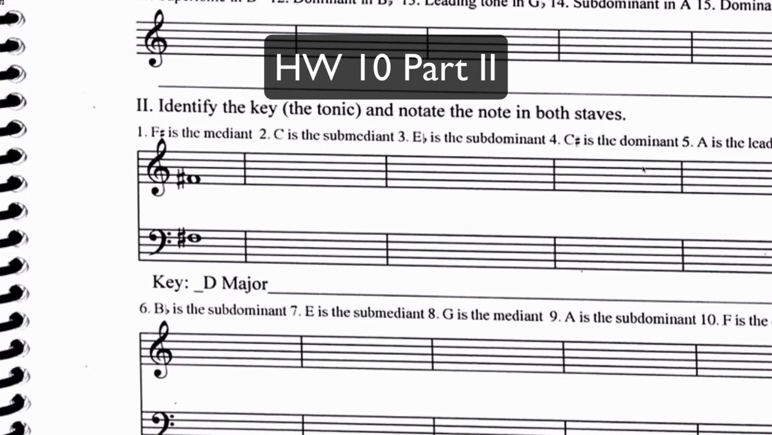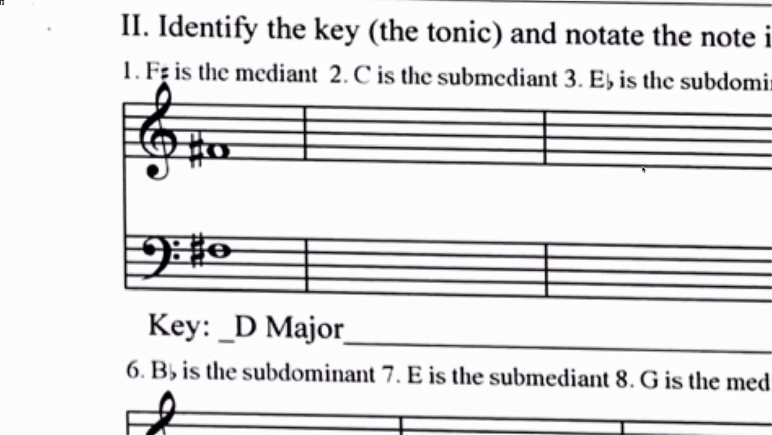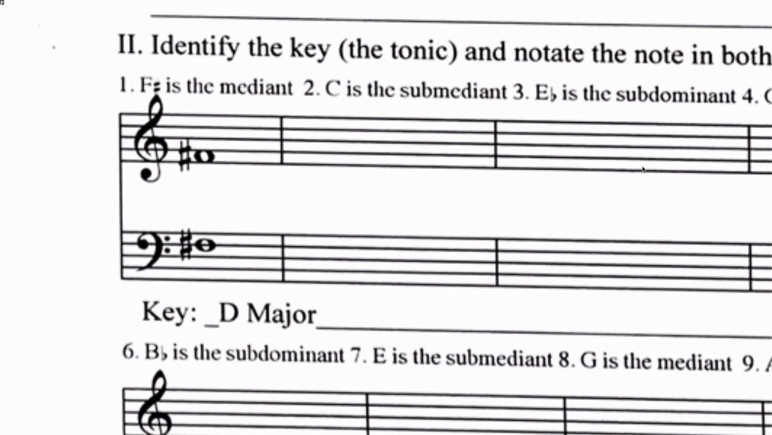Now let's do part 2. It says identify the key, the tonic, and notate the note in both staves. So this first one says F sharp is the mediant. First of all, we have to notate this F sharp. So let's do that. They notate the F sharp here. The next part is a harder part. They say identify the key or the tonic. If F sharp is the mediant, okay, mediant equals 3, the third thing in the key.